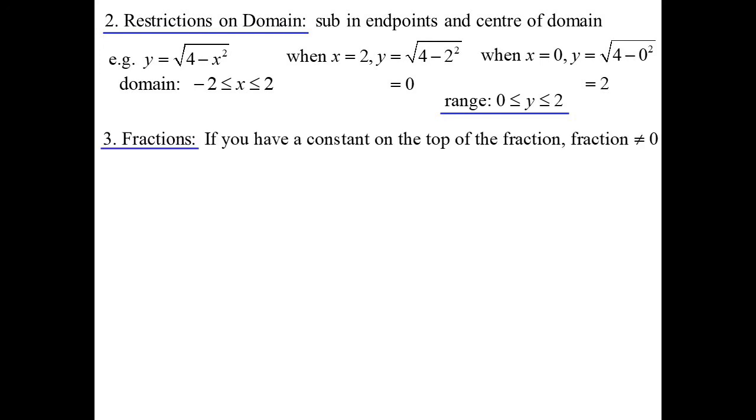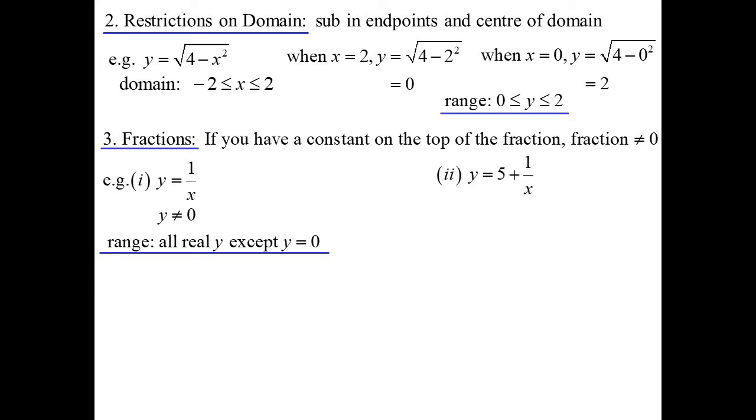Fractions. So back to our idea with fractions. If you have a constant on the top of a fraction, then that fraction can't equal 0. Because it is impossible to divide a number by something and get the answer of 0. You can't do it. So back to our hyperbola. Well, y can't equal 0 because that fraction can't equal 0. But again, a range is talking about what's included, not what's excluded. So it'll be all real y, except y can't be 0.